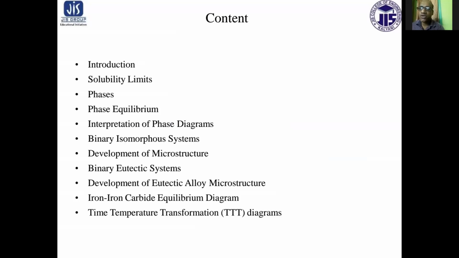So the content of this module is, first of all, introduction to phase diagram, solubility limits. Next is different phases exist, phase equilibrium, and next is interpretation of phase diagrams, binary isomorphous systems, development of microstructures, binary eutectic systems, development of eutectic alloy microstructures. Next is iron carbide equilibrium diagram, and last of all, time temperature transformation diagram.